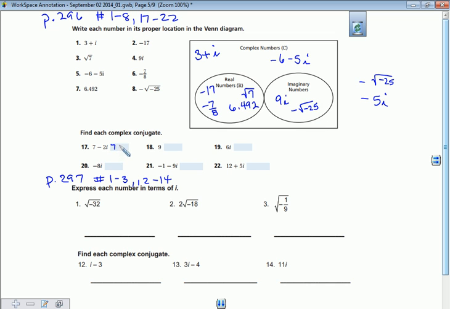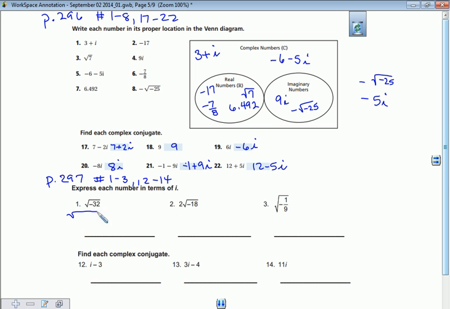Complex conjugate, all we're doing is changing the sign of the imaginary part. Okay, good. So this becomes negative 1 plus 9i, and this becomes 12 minus 5i.